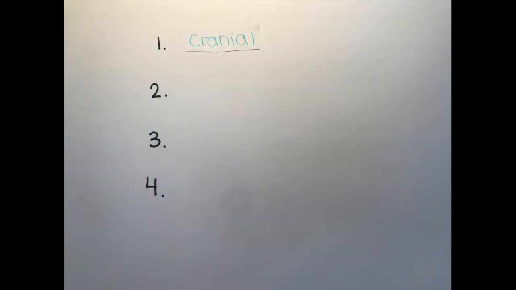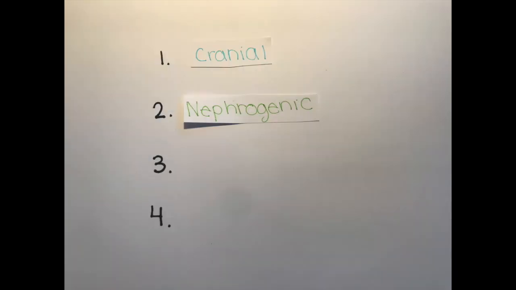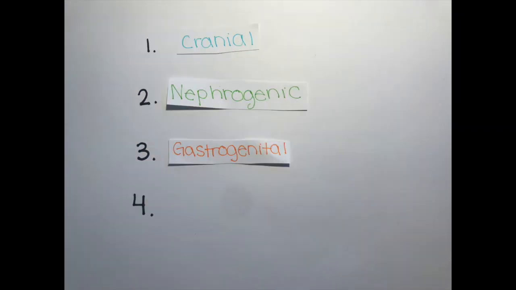Pathophysiology. There are four main types of diabetes insipidus. First is cranial. This is when the hypothalamus does not produce ADH for the pituitary to secrete. Second is nephrogenic. This is when the kidney does not respond to the ADH hormone. Third is gestational. It is a rare condition and it only occurs during pregnancy. An enzyme produced by the placenta destroys the ADH that the mother produces.